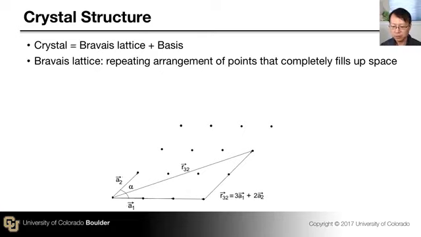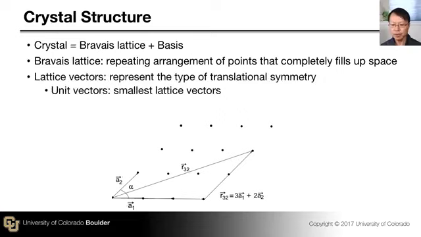So in the example shown in the figure below, you have an arrangement of these dots. Each dot represents a lattice point, and they are in a regular, repeating pattern, and they completely fill up two-dimensional space. So this is an example of two-dimensional Bravais lattice. To characterize this lattice, we use lattice vectors, and lattice vector is a vector that defines the type of translational symmetry this Bravais lattice possesses.